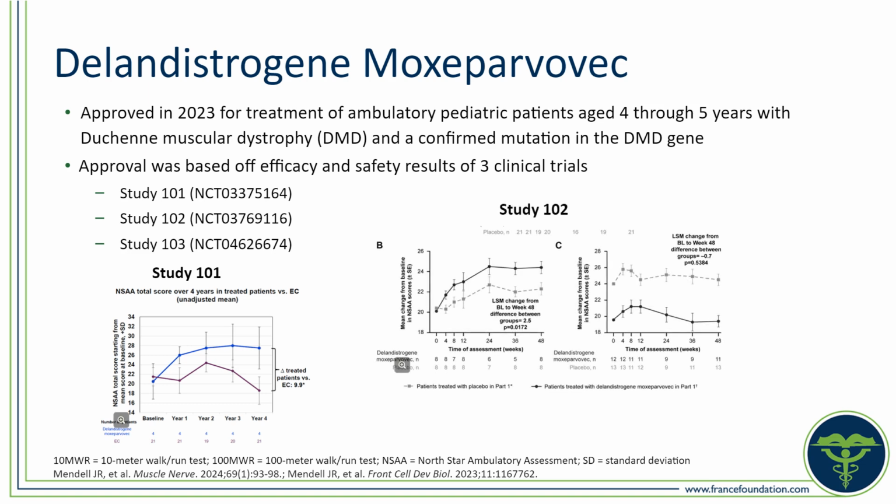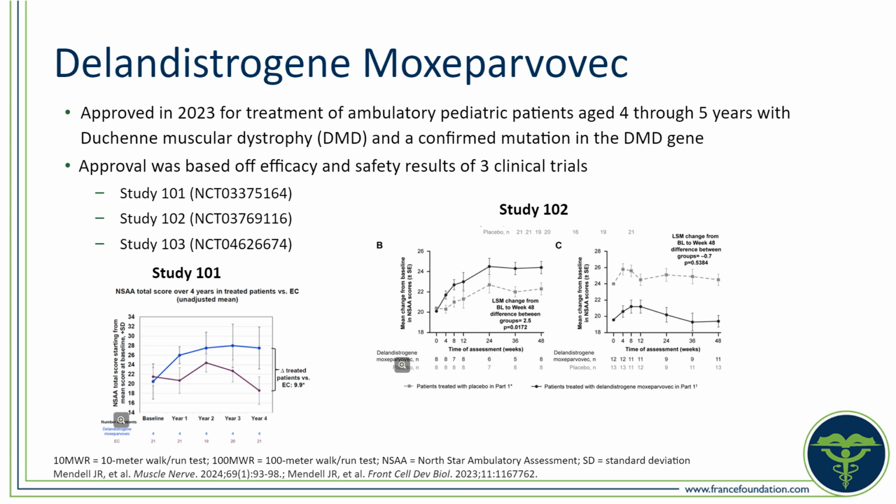In Study 102, delandistrogene moxeparvovec was evaluated in a double-blind placebo crossover trial. This evaluated boys ages 4 to 7 years old with Duchenne muscular dystrophy. There was a statistically significant difference, particularly in the 4 to 5-year-old age group, whereby the least square mean change from baseline to week 48 showed a significant difference of 2.5 points on that North Star score.